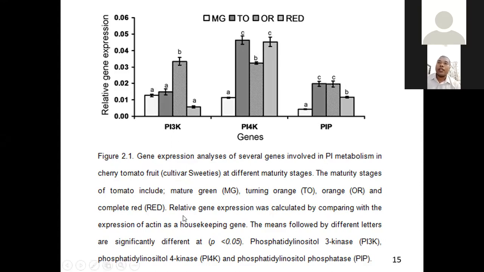And then what is the data for relative gene expression? Okay, using housekeeping gene, the means followed by different letters are significantly different, P less than 0.05. Then this is PI3K. What is PI3K, PI4K, PIP? People don't know until they read these things. So PI3K for phosphatidylinositol 3-kinase, PI4K and PIP. Okay, so the table and the figure should be like this: self-explanatory, clear. People understand, and you can see that.